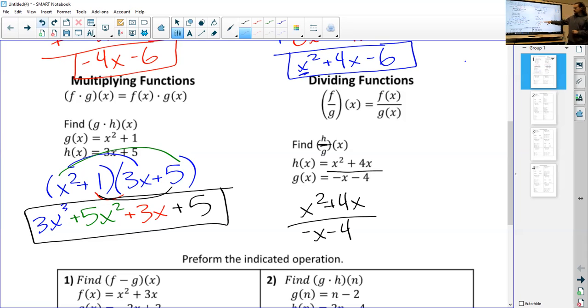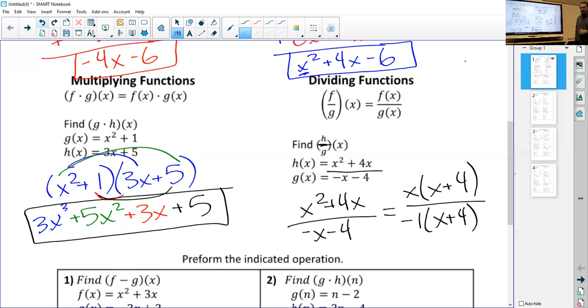If I look at my numerator, the top half, what do x squared and 4x have in common? Well, I can factor out an x, and then I would be left with x plus 4. Then I look down at my denominator and ask, can I get x plus 4 as a factor there? Since we have negative x minus 4, if I factor out the negative 1, I do have x plus 4. This is the only time we can really cancel, if they have a common factor. So x plus 4 divided by x plus 4, all that goes away.